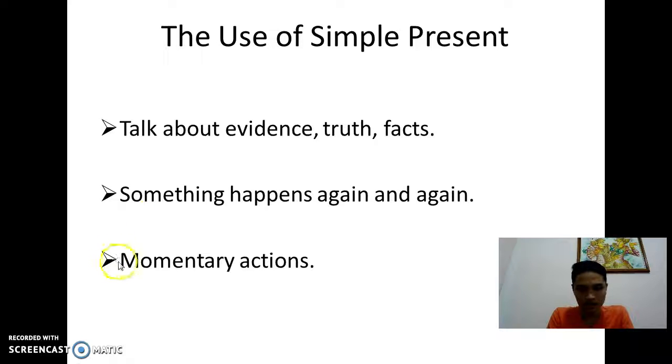And then the last is momentary actions. Usually this is used in sport commentary. So if the commentator in a sport event like football, usually they use simple present.